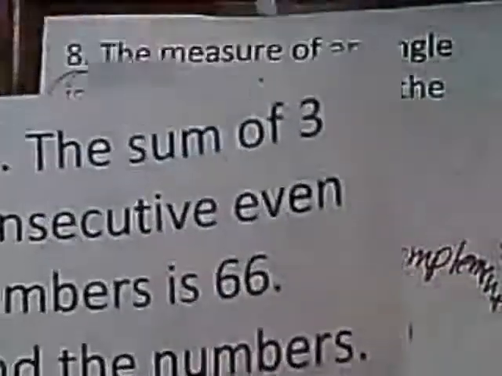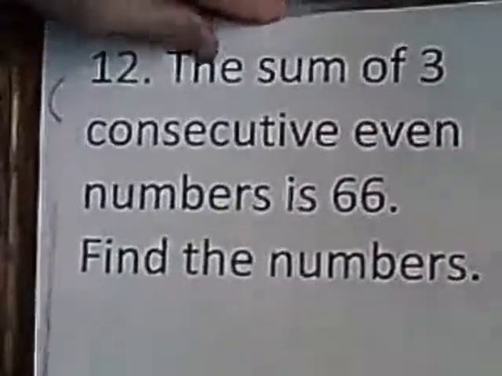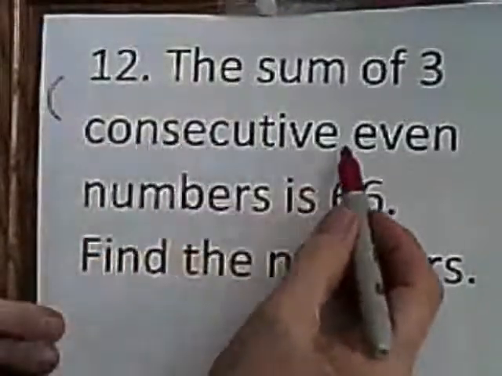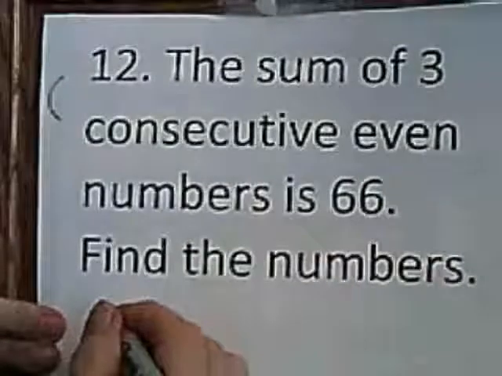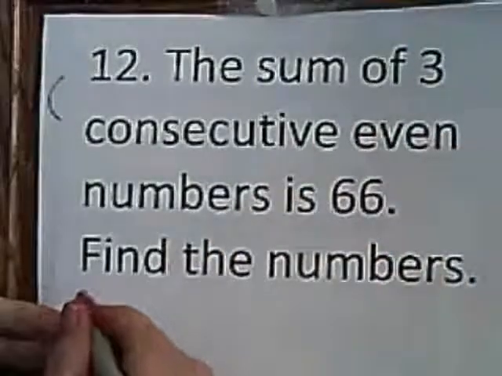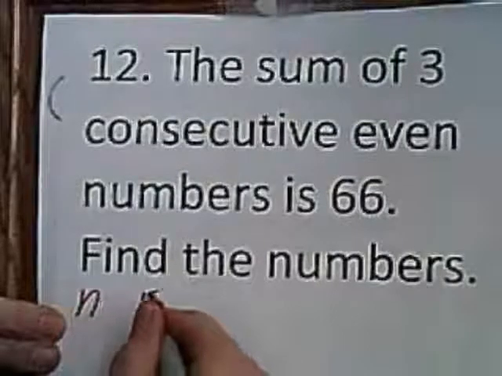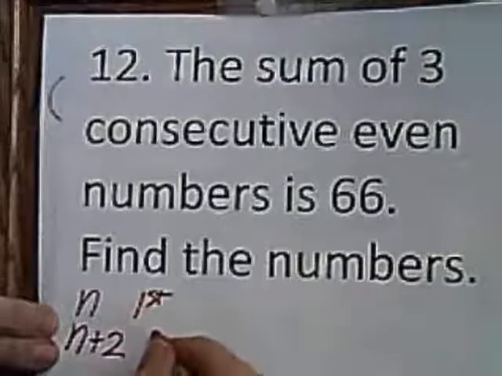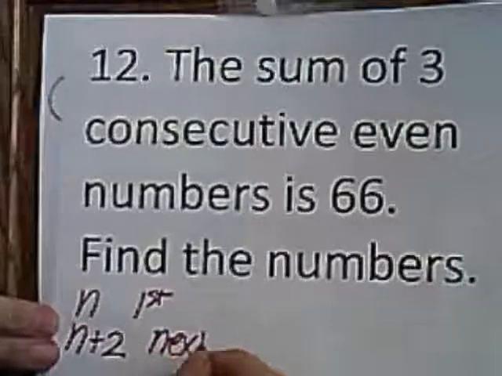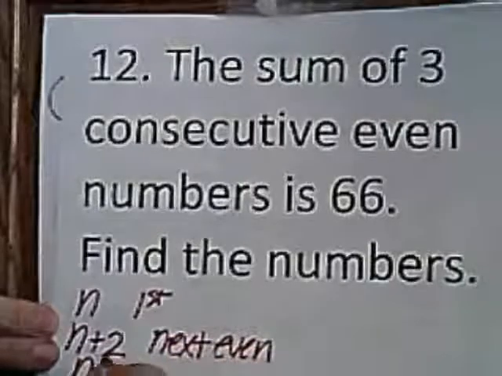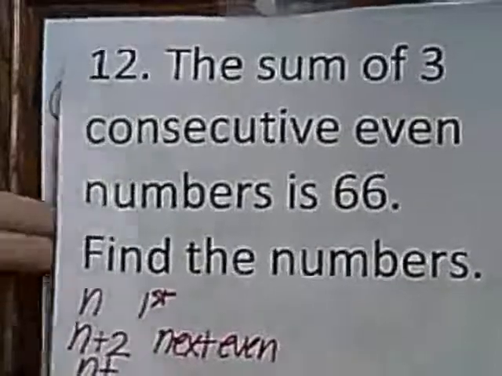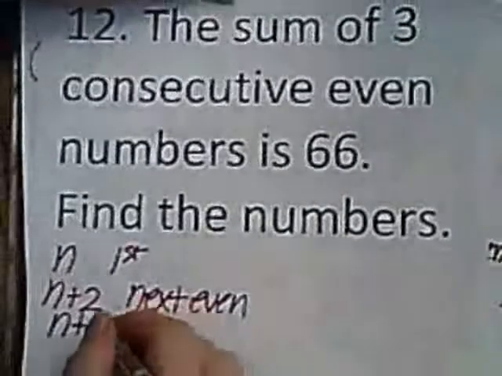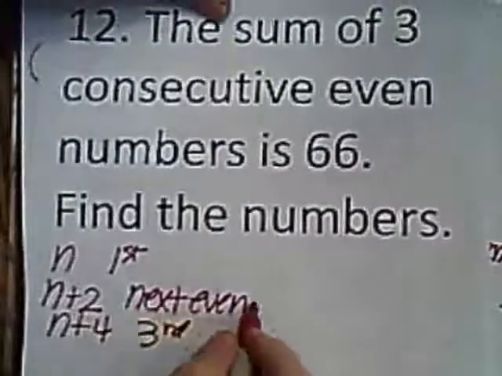The last one we're going to do is number 12: the sum of 3 consecutive even numbers. Let's define it. We need consecutive, even, meaning every other, and we need 3 of those. So n is the first number, and n plus 2 is the next even number. Then n plus 4 would be the last one. I'm going to move this up a little bit. So n plus 4 would be the third number.